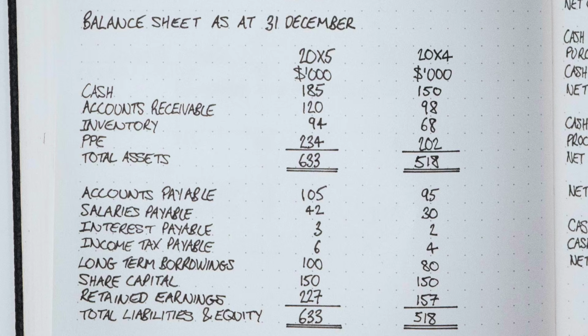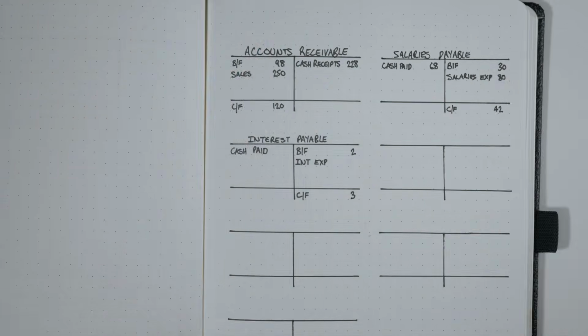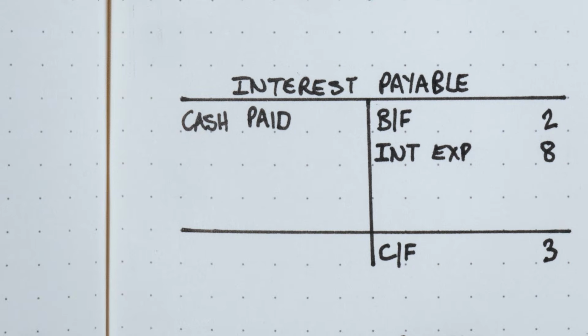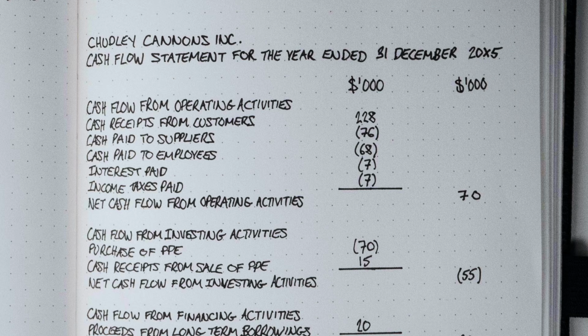So here we go. The prior year balance sheet shows a closing balance in interest payable of 2. The current year balance sheet shows a closing balance in interest payable of 3, and the current year income statement shows an interest expense of 8. So let's enter these into our T account to work out interest paid. Our closing balance of -3 less the interest expense of 8 less the opening balance of 2 gives us interest paid of 7. It's positive, so we debit the T account by 7,000. When we check back against the cash flow statement, we can also see interest paid of 7,000, so it matches.